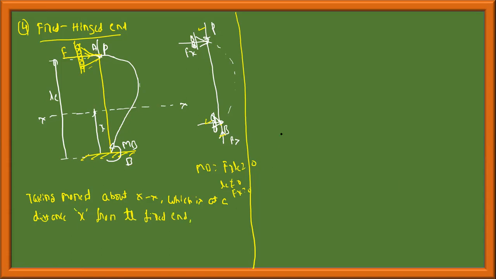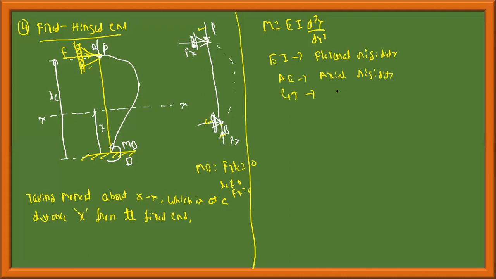Now, moment is related to deflection in the form M is equal to EI d square y by dx square. When we deal with deflection, EI is called flexural rigidity, that is resistance to bending. AE is called axial rigidity, that is resistance to axial loading. GJ is called torsional rigidity, that is resistance to torsion. Keeping this in mind, go ahead.